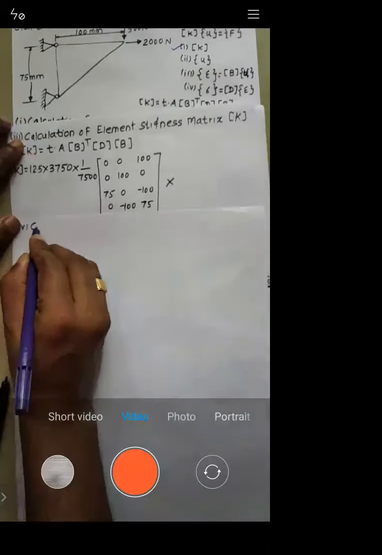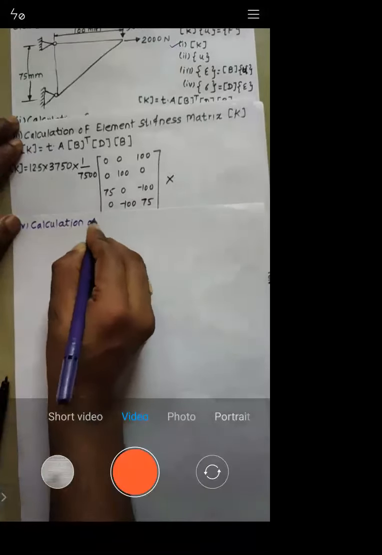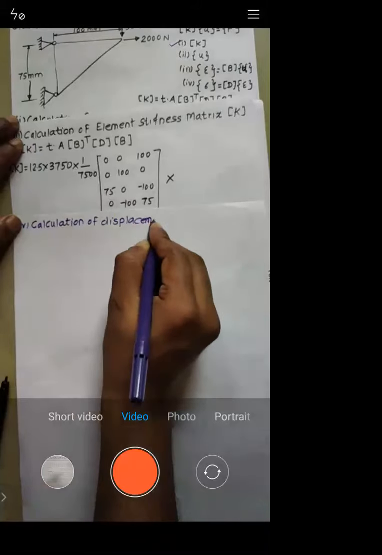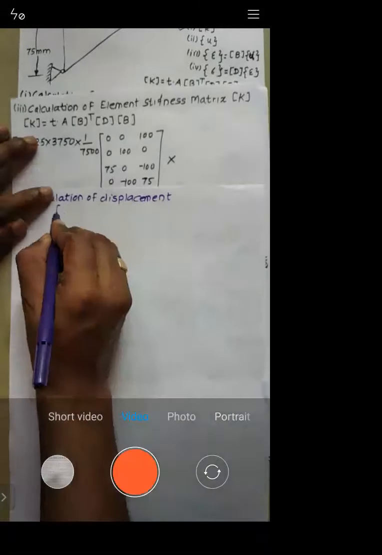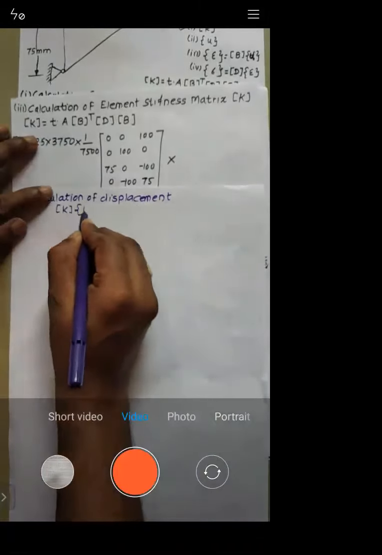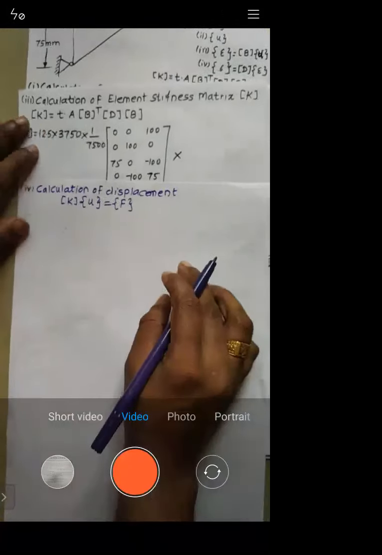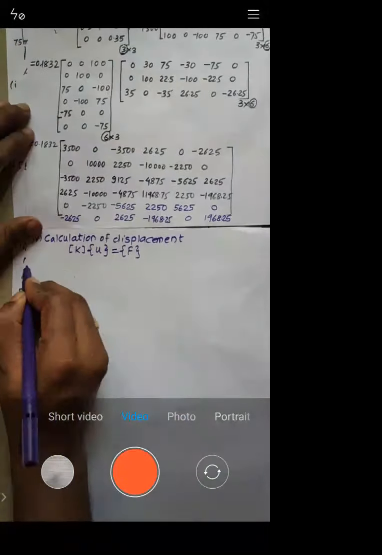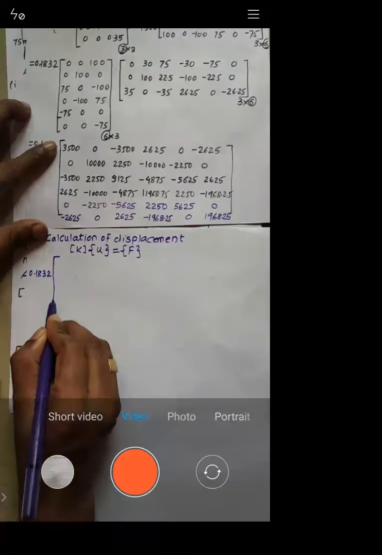Calculation of, see, this will take hardly 10 minutes. Calculation of displacement. Okay, now I need to calculate the displacement. So for calculating the displacement, I need to write down the equation. What was the equation? Stiffness matrix into displacement is given by force, right? So I need to write down this stiffness matrix. Okay, that is 0.1832. Okay, this is the stiffness matrix.